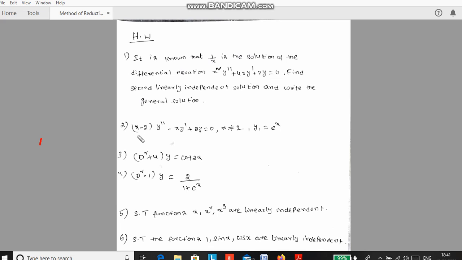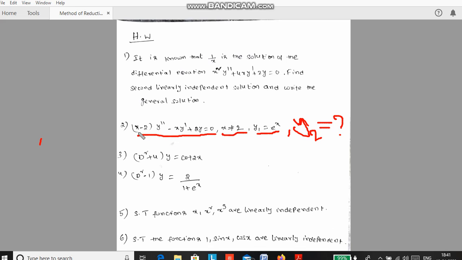x minus 2 y double dash minus x y dash plus 2y is equal to 0. And here the condition is x not equal to 2. Given one solution is y1 equal to e power x. Next, you have to find the second solution and write the general solution. Find the y2 value and also find the general solution.